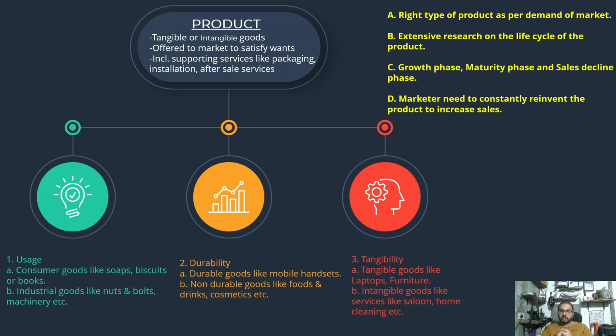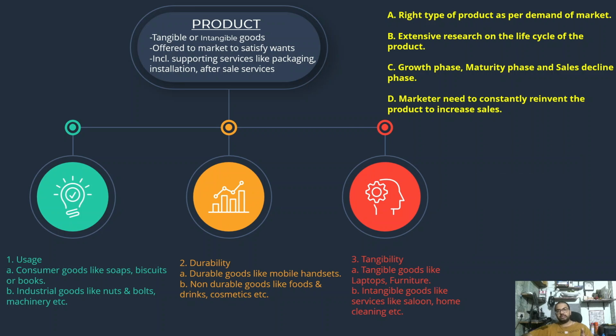And finally, you have products distinguished on the basis of tangibility. What do you mean by tangibility? The physical characteristics. When a good can be physically touched, felt, and seen, it is a tangible good. All your laptops, your furniture, these are tangible goods. And then you have intangible goods, which are nothing but services, like salon services, home cleaning services. Nobody can tell you that this particular barber is good unless you visit the barber and get a haircut.